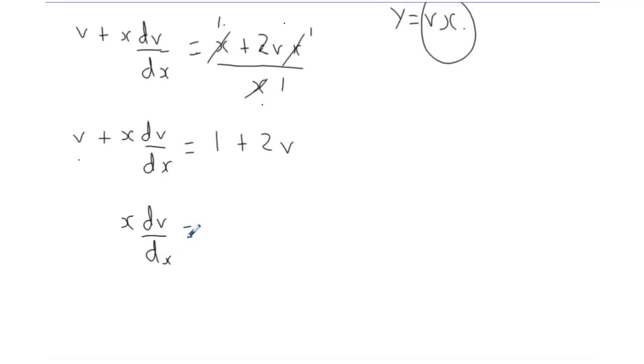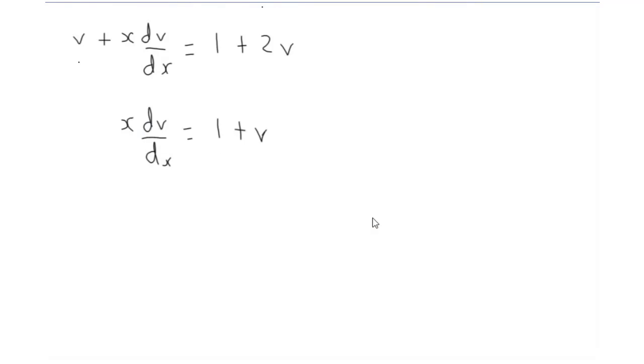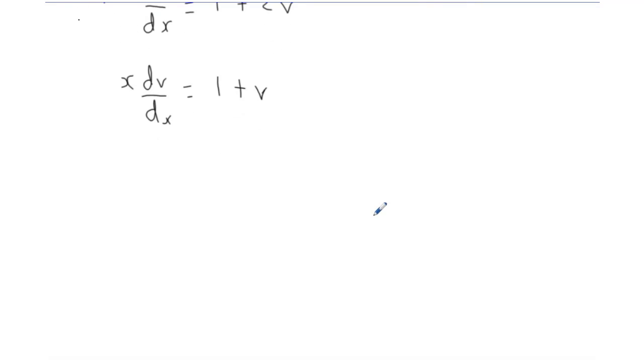So that is going to equal 1 plus 2v minus v. So that can just be 1 plus v. Okay. So now we can put the x on the right hand side, divide through by x. We can put the 1 plus v on the left hand side if we divide through by 1 plus v. So that is going to say 1 over 1 plus v dv by dx equals 1 over x.